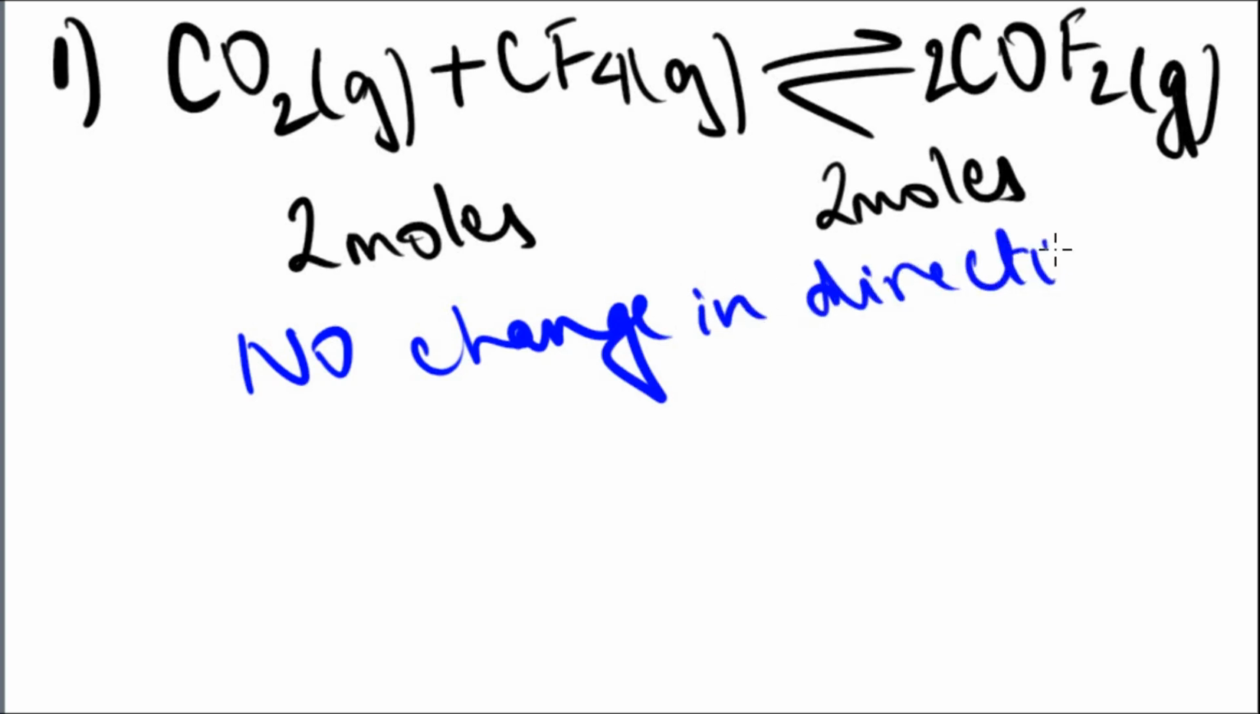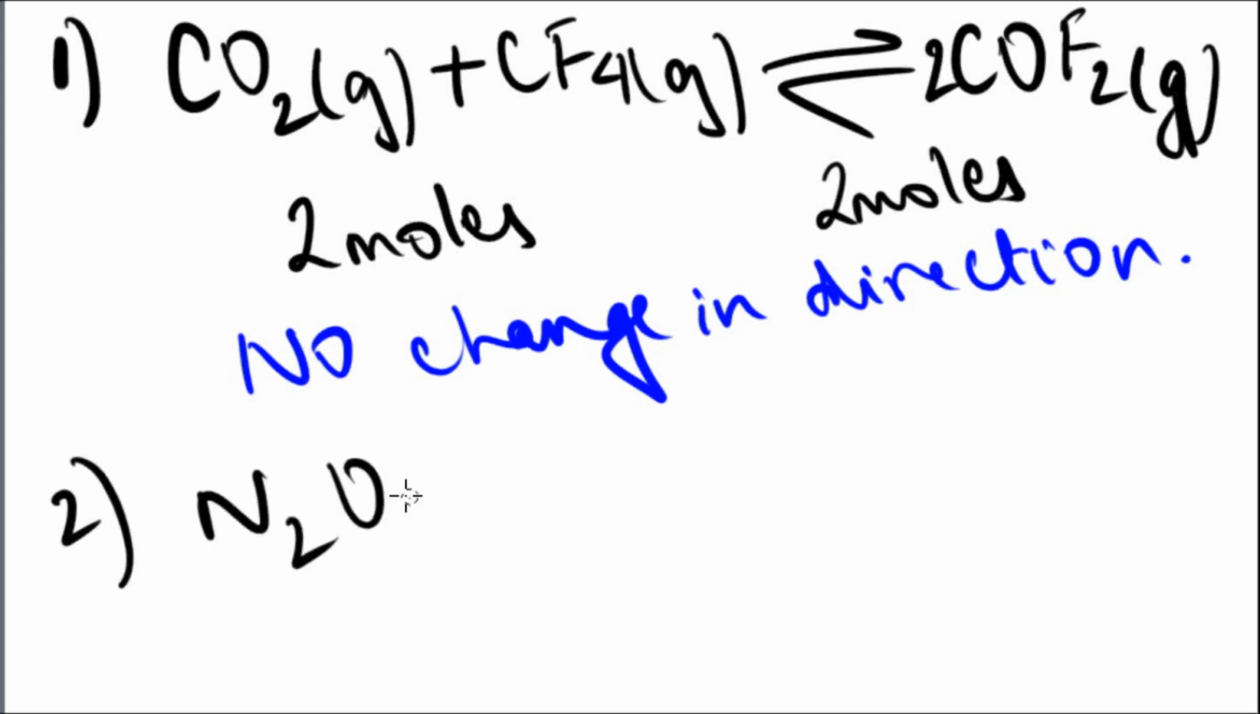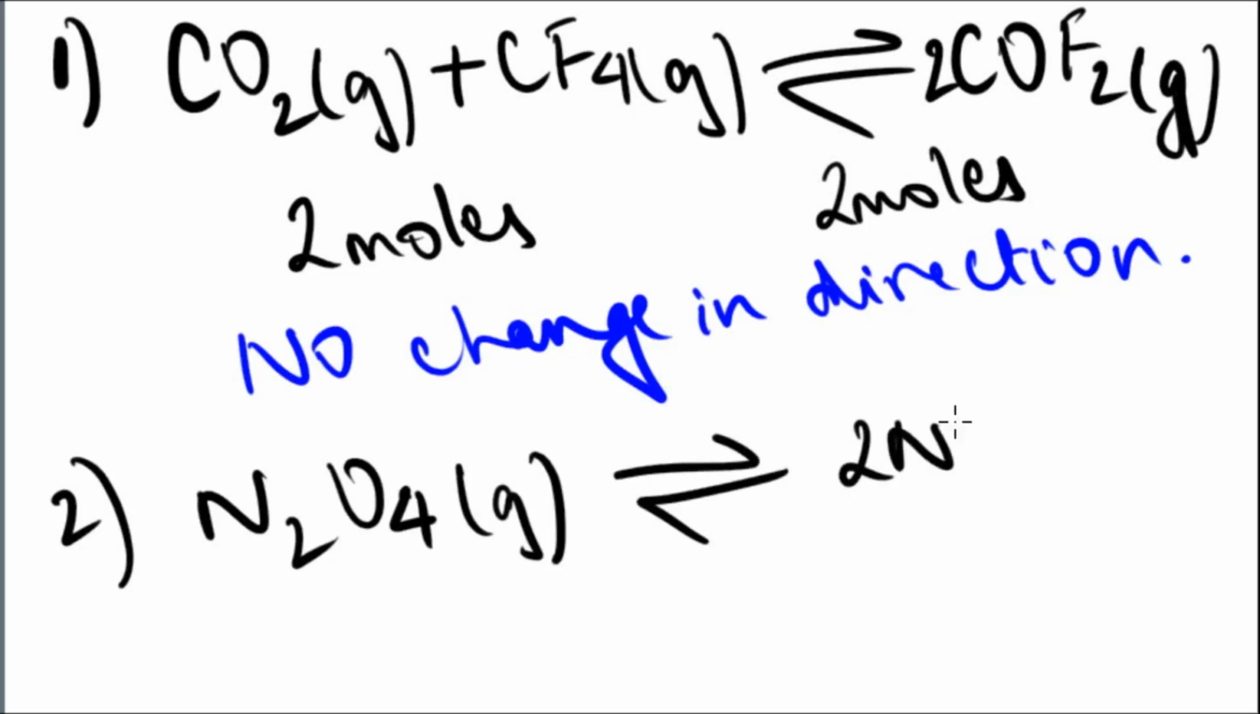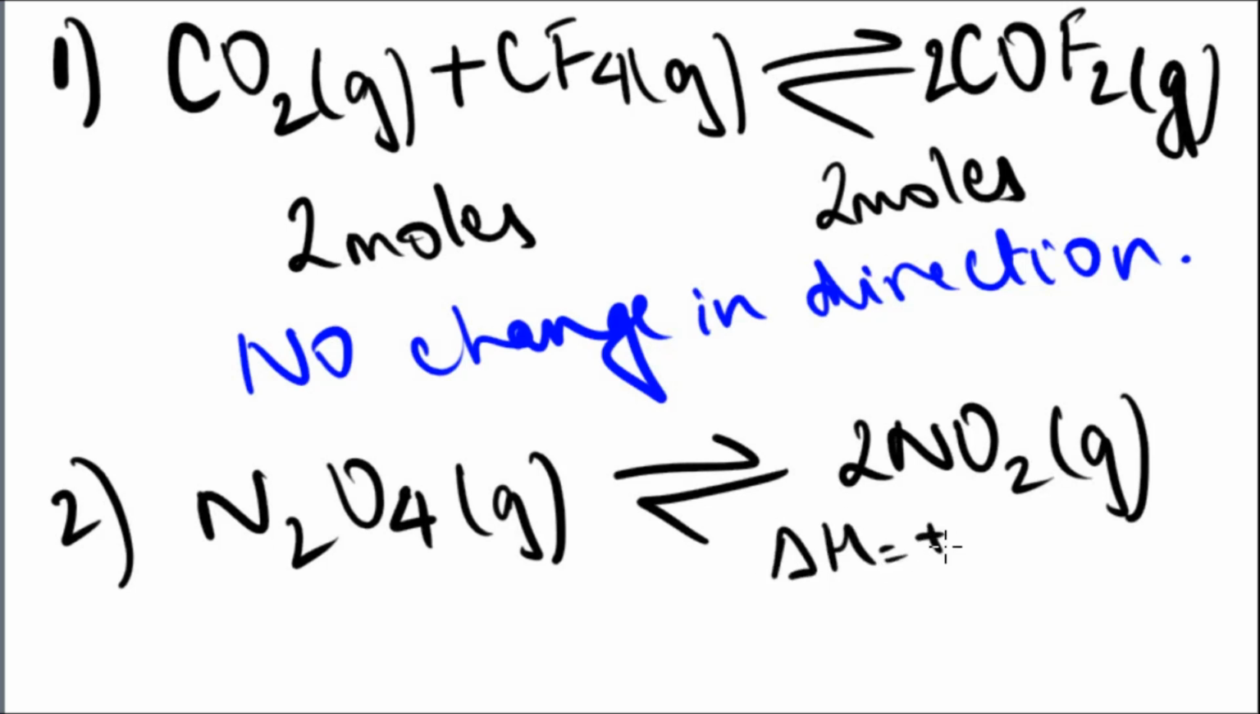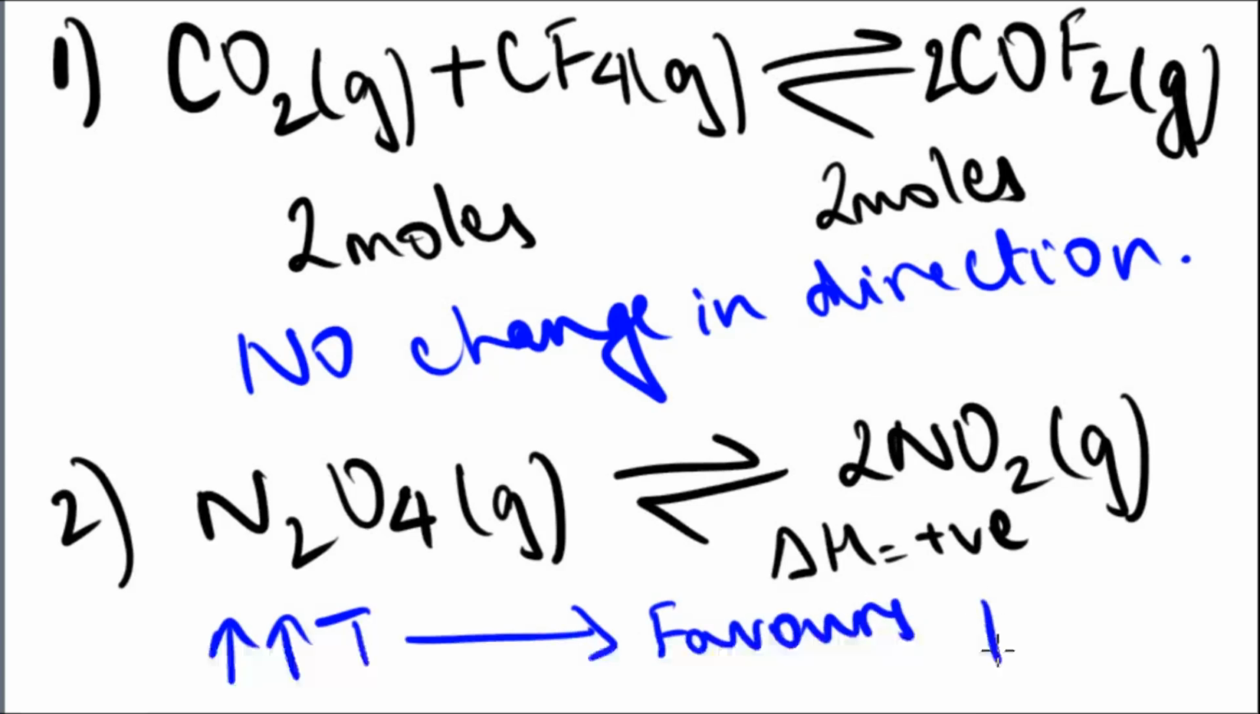Then the second question, I gave you another reaction and I asked you what will happen if I increase the temperature. Now this reaction was an endothermic reaction, which means that delta H was positive. So increasing the temperature will change the direction of equilibrium towards the endothermic side, and hence the forward reaction will dominate. So there's a shift to the right.